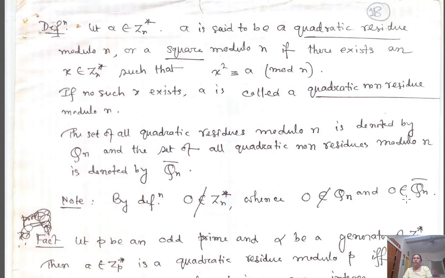It should be not equal to. It does not belong to Zn star, which means it is not a quadratic residue and not a quadratic non-residue.